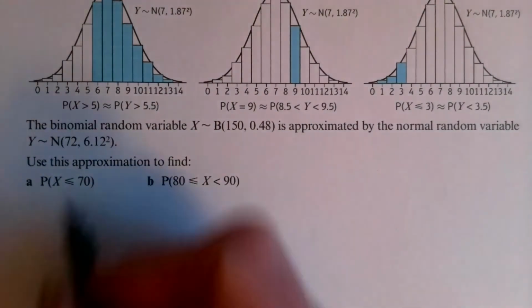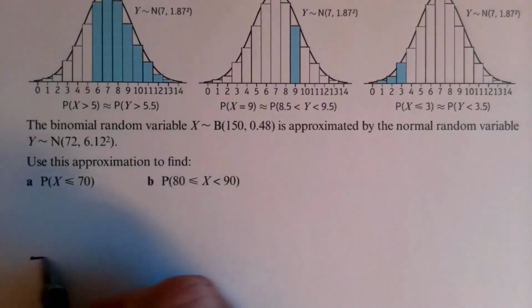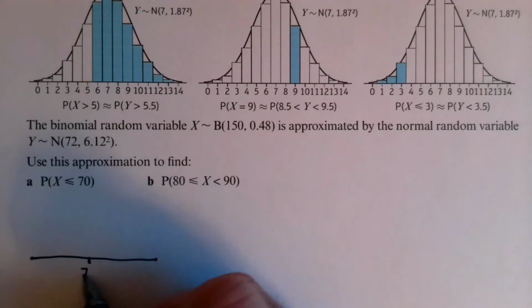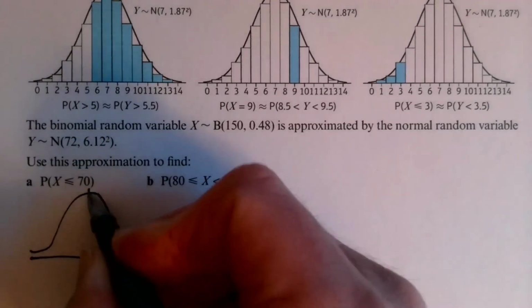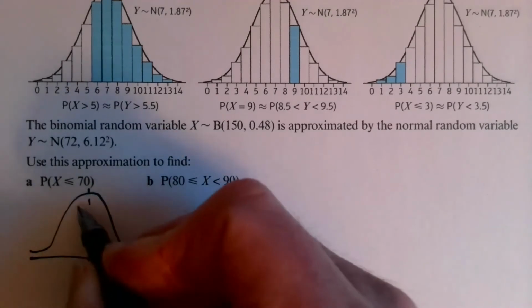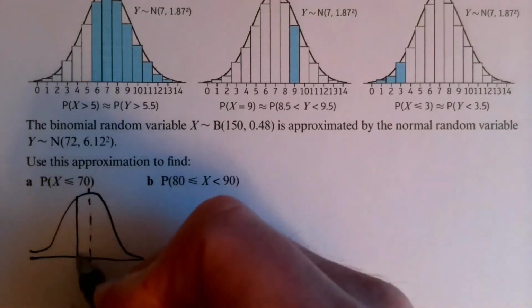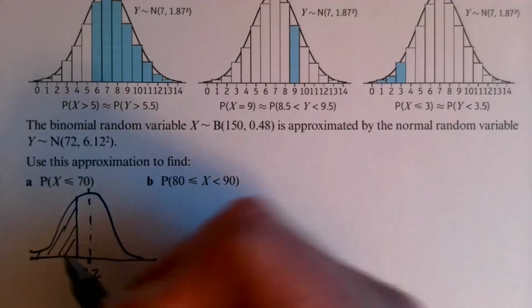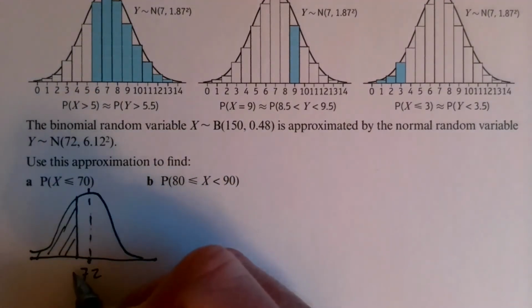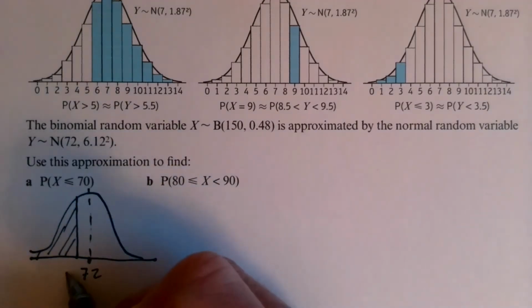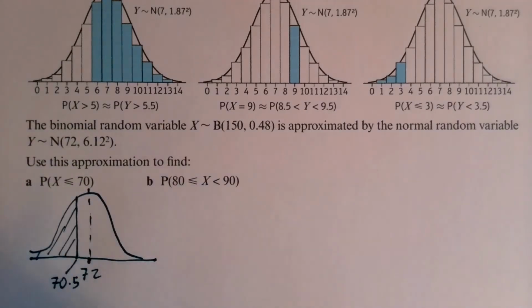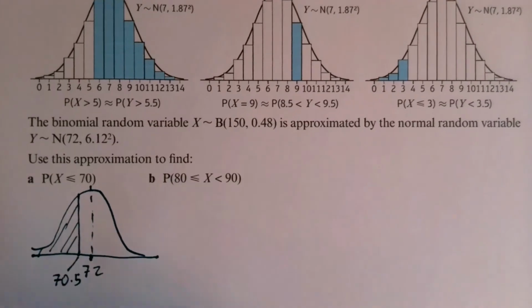So the first thing I would do is draw myself a little curve. So I've got 72 as my mean, and we want less than 70, so it's going to be something like that. So we know our probability is going to be less than a half, but less than or equal to 70 is going to include all of 70. So we actually are going to need to use the value 70.5 to take that into account.